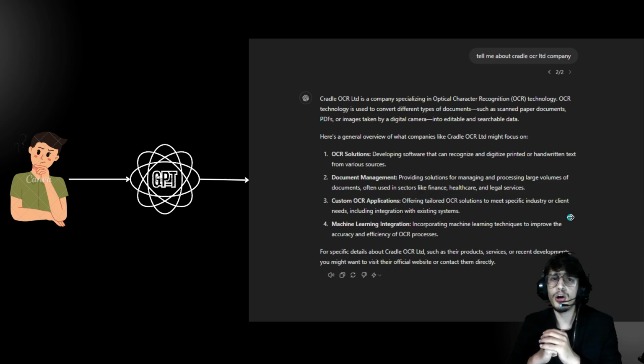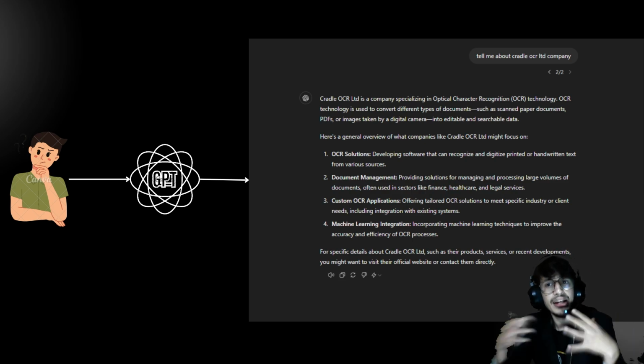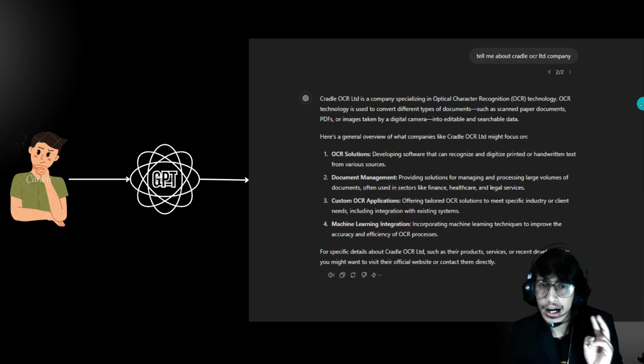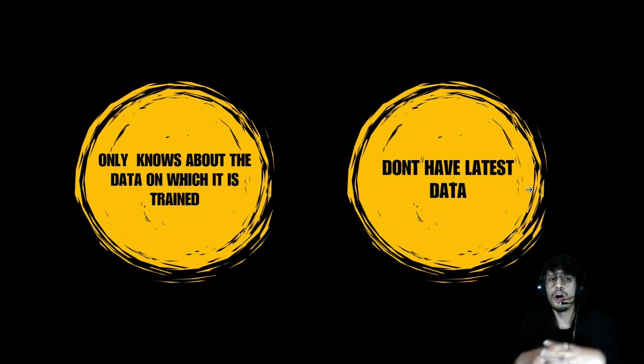That is the first point. The second problem is that I gave it a prompt, tell me about Cradle OCR Limited Company. GPT didn't know what Cradle is, but it knew what OCR is. So it explained what OCR is, because it does not know whether there is a Cradle OCR company, or whether there can be many Cradle OCR companies in the world, and which one we are talking about. So the problems are that it only knows the data on which it is trained or fine-tuned, and it doesn't have the latest data.